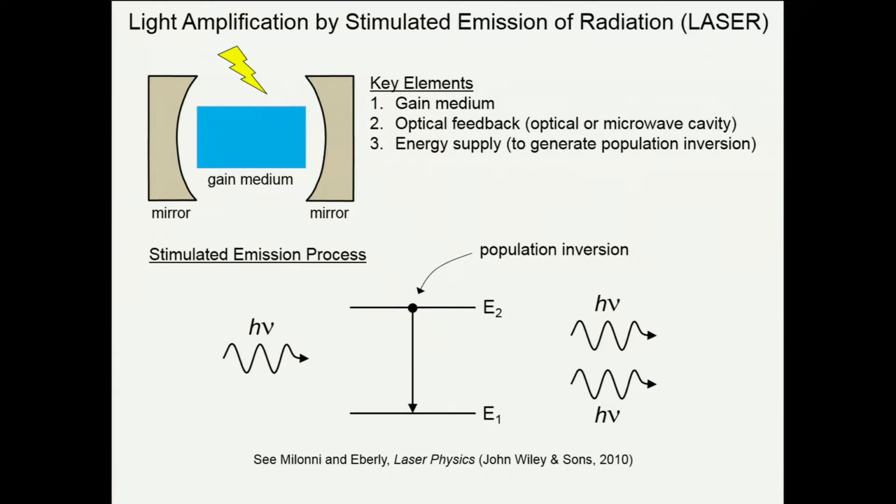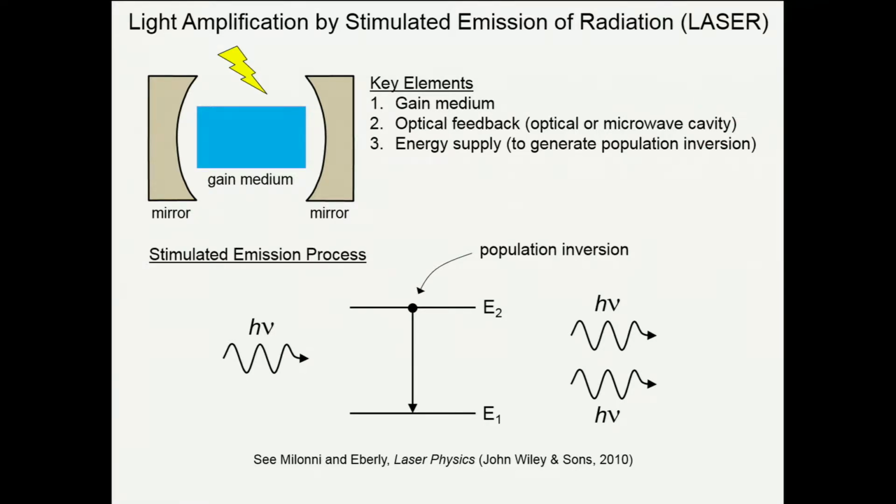The other thing that's important in terms of the physics of the gain medium is that we need some kind of energy supply, and the purpose of the energy supply is to generate population inversion. We want to place the atoms or molecules in our gain medium in some kind of an excited state. And this excited state population inversion can lead to a stimulated emission process, which is shown here in a cartoon picture.